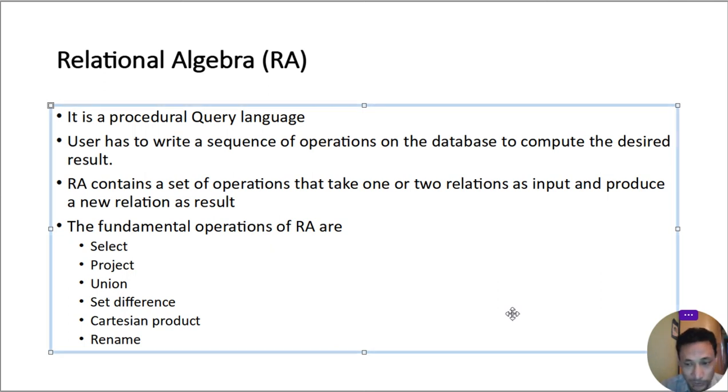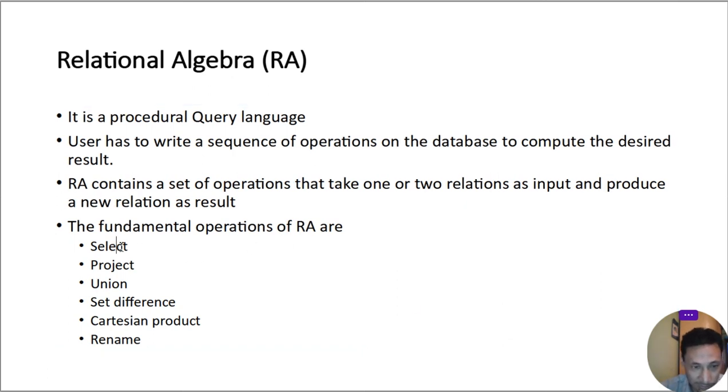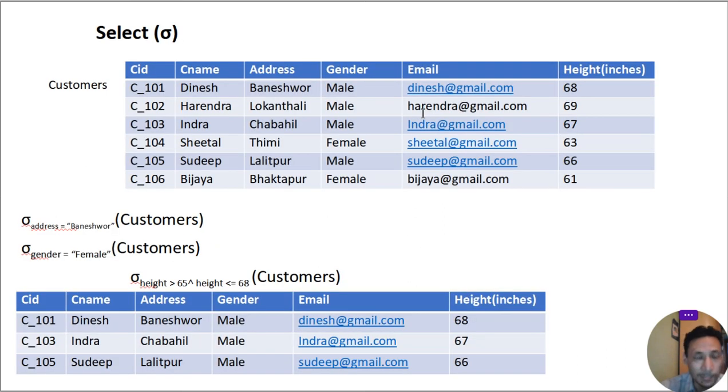Unary means that the operator will take only one relation as input. Select, okay, this is unary. Actually, it will be working on only one relation. Project is also unary, and this rename, this is also unary. But union, set difference, Cartesian product, these operators will work on 2 relations. So these are binary operations. Now let's talk in detail about these operations.